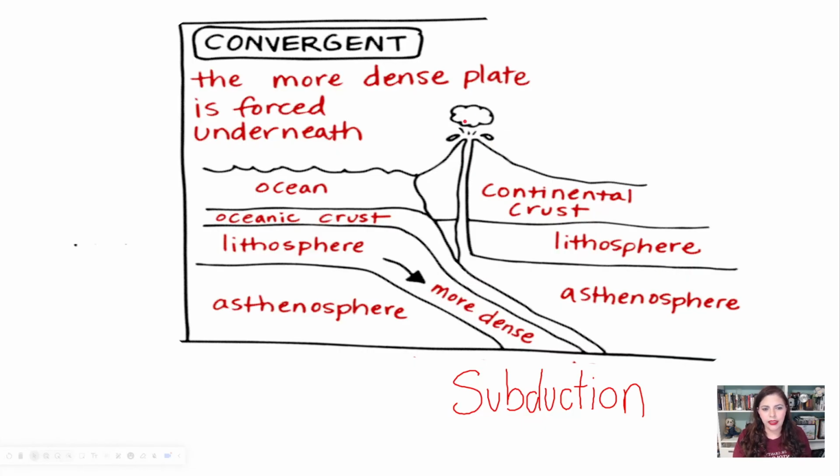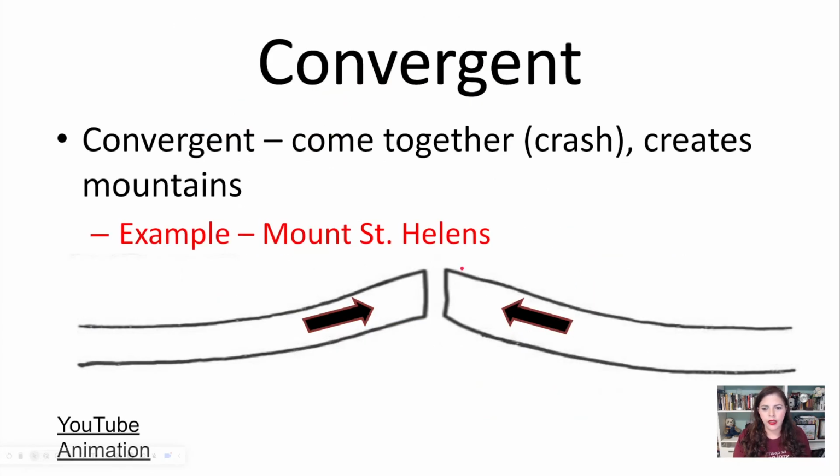This is how Mount St. Helens happens. This is also the Himalayan mountains. This is how they were formed because of a convergent plate boundary, a subduction zone. So let's go ahead and write down Mount St. Helens as our example here.